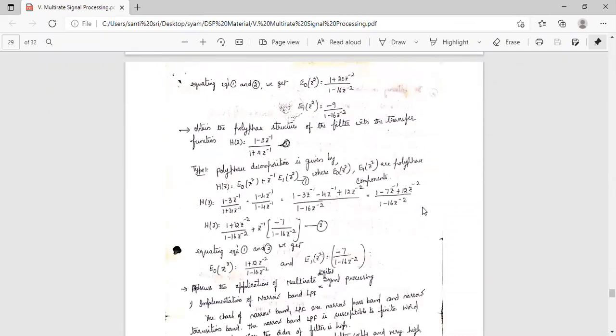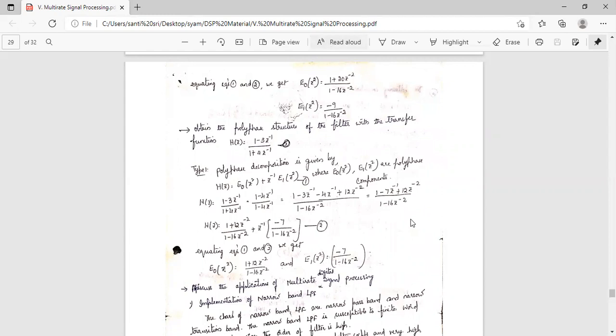So rationalizing, we will get (1 - 7z^-1 + 12z^-2) / (1 - 16z^-2). And H(z) is equal to (1 + 12z^-2) / (1 - 16z^-2) plus z^-1 taken as common into -7 / (1 - 16z^-2). So E0(z²) is (1 + 12z^-2) / (1 - 16z^-2) and E1(z²) is -7 / (1 - 16z^-2), right?